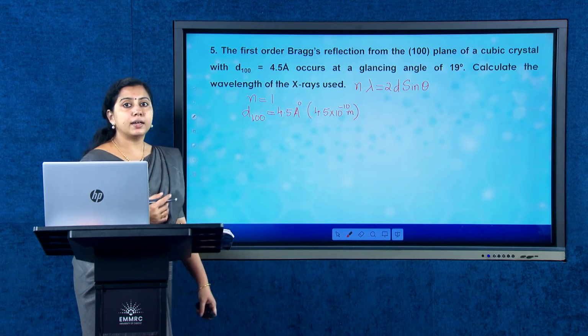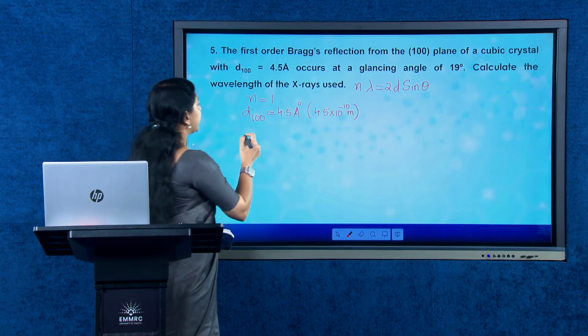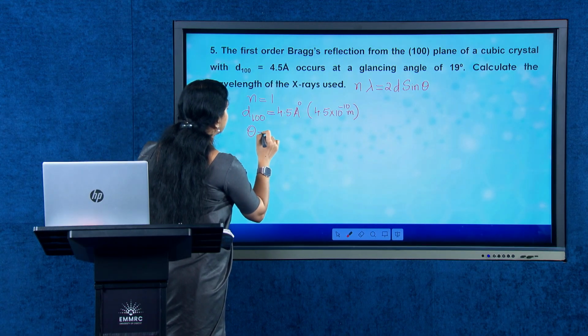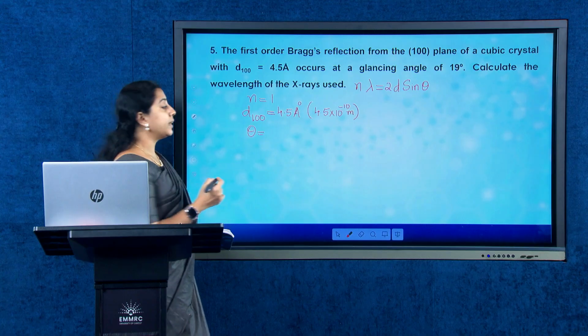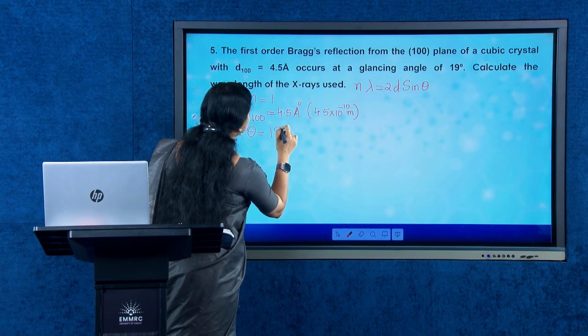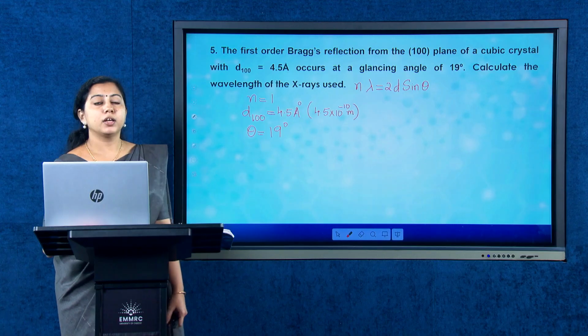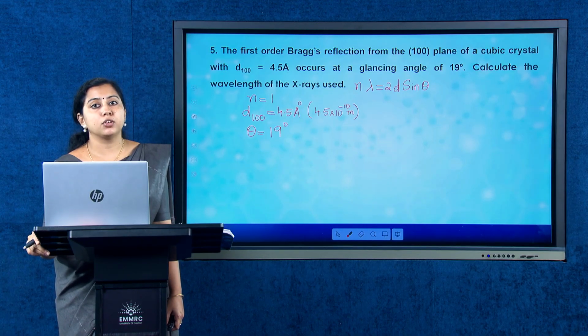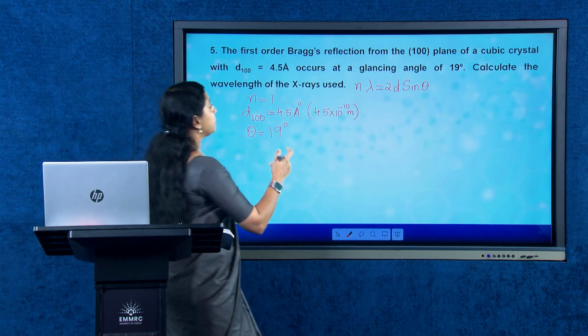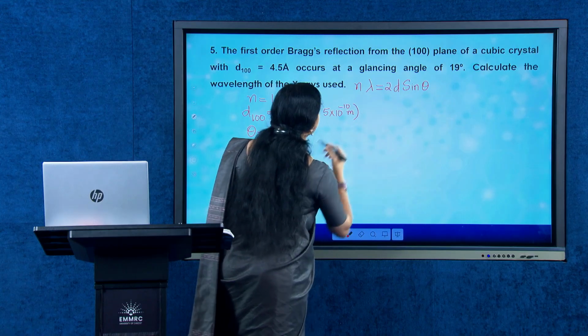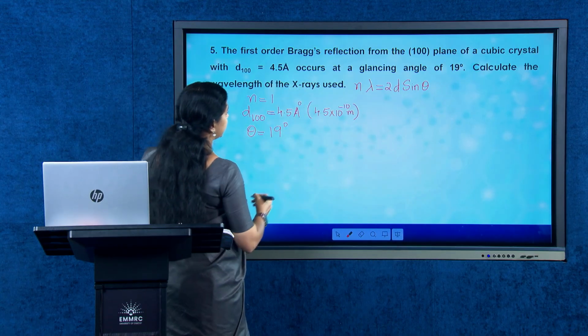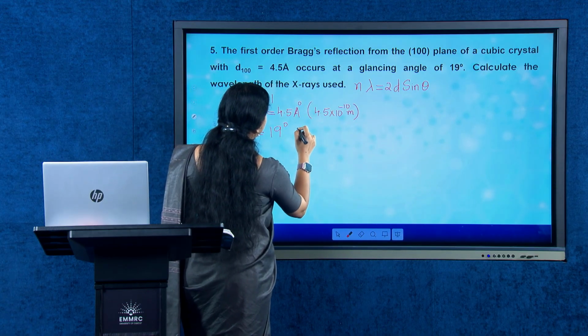Now, the angle is given, it occurs at a glancing angle of theta equal to 19 degrees. Now, we have to calculate the wavelength of the X-rays. So, from this equation, that is n lambda is equal to 2d sin theta, what will be lambda?